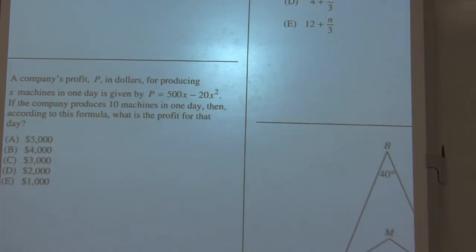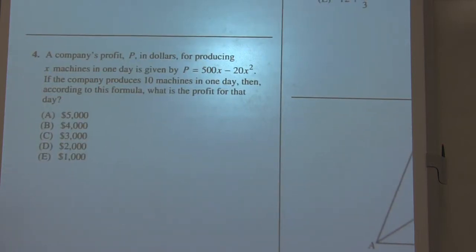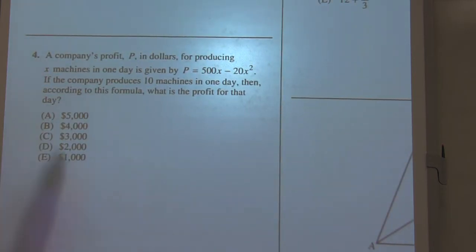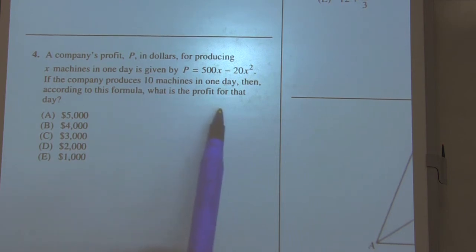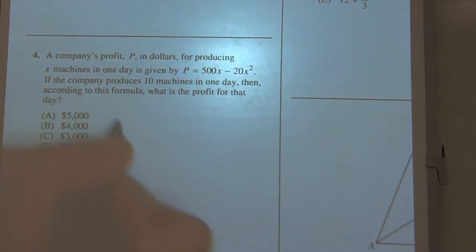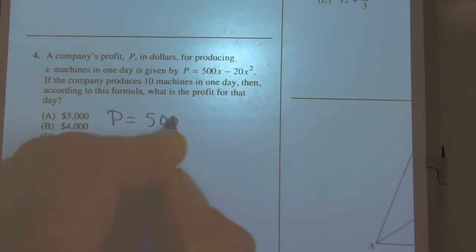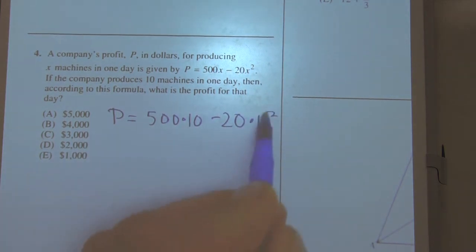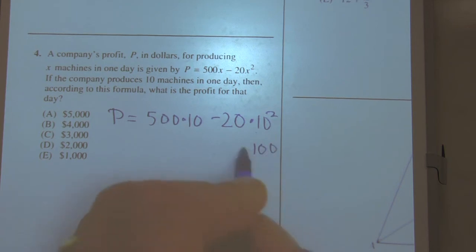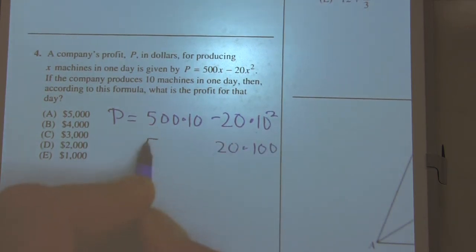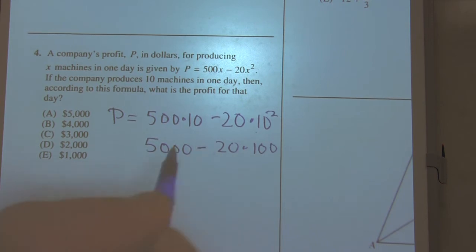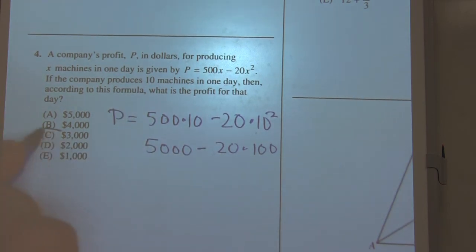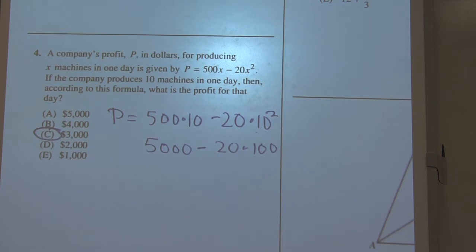Okay, number 4. A company's profit in dollars with x machines is given by this formula right here. If the company produces 10 machines in a day, then according to this formula, this is just plugging in 10, you guys, so your profit is going to be 500 times 10 minus 20 times 10 squared. Of course, I have to do the 10 squared first, which is 100 times that 20, and then this is going to be 5,000 over here, so 5,000 minus 2,000 gets me $3,000, so that's how much they would have made given that formula right there.